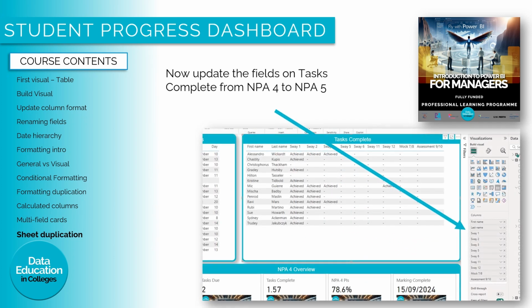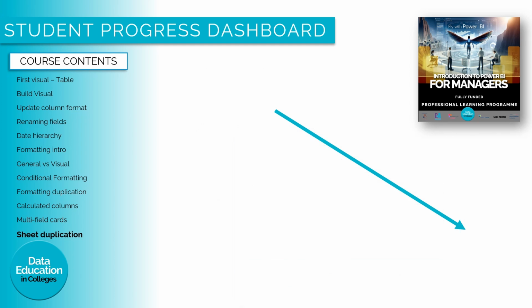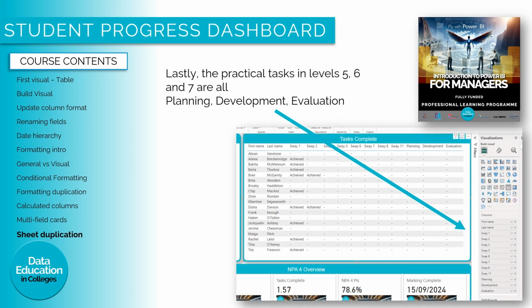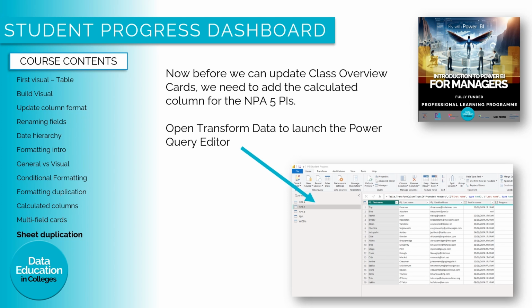Now, on the next table, same again, delete the fields one at a time from the NPA4 and replace with the NPA5. It's the same order, but our practical from 5 to 7 is planning, development, evaluation. That's what we call our practical tasks. Just means you've got all your theory and your practical together, just makes sense.